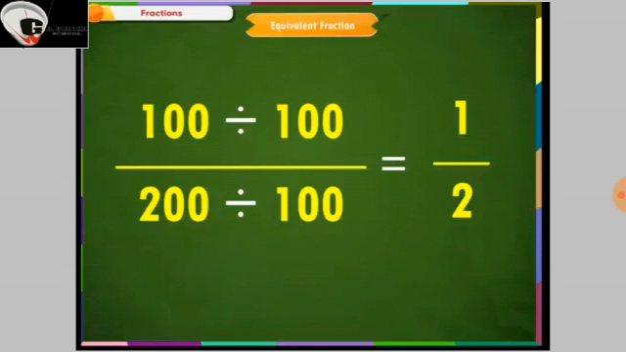So 100 by 200 and 1 by 2 are what? Are equivalent fractions, right? Remember, the shortest way to find the equivalent fraction in the simplest form is to find the HCF of the numerator and denominator and then divide both of them by the HCF, the way we did, right? So, 1 by 2 is the simplest form of 100 by 200, right?